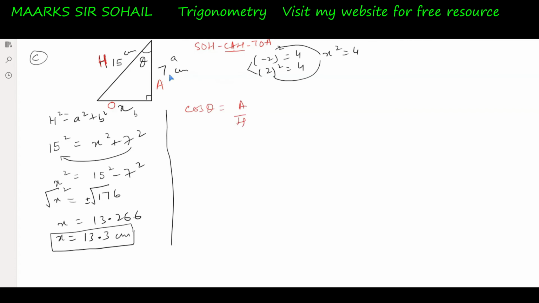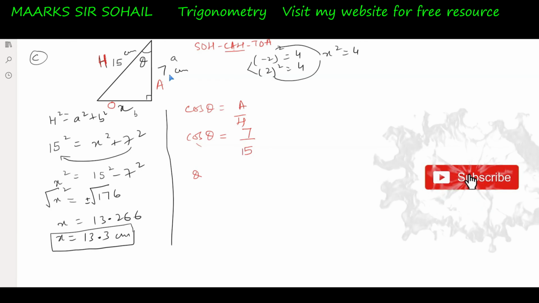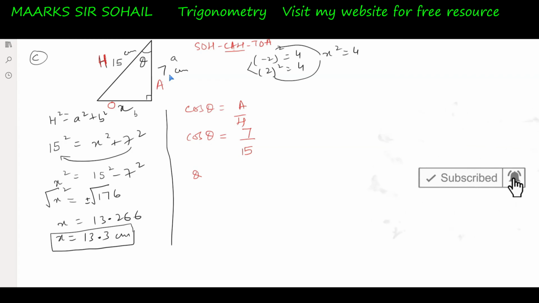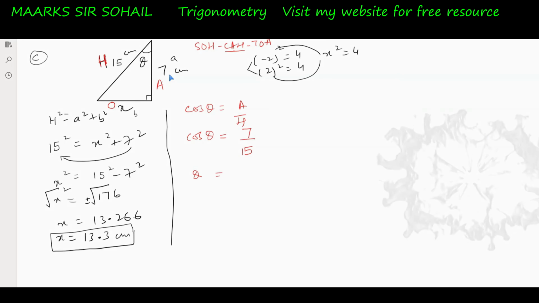So usually we put the angle here, but we don't know the angle. We need to find it. So I write theta. A is 7 and hypotenuse is 15. Now till here it's simple. But now how to find the angle theta? I have to take this cos to the other side. So how to do this? What should I do? Actually, when we move the function, it becomes inverse. Like we will write cos inverse and 7 upon 15 in the bracket.